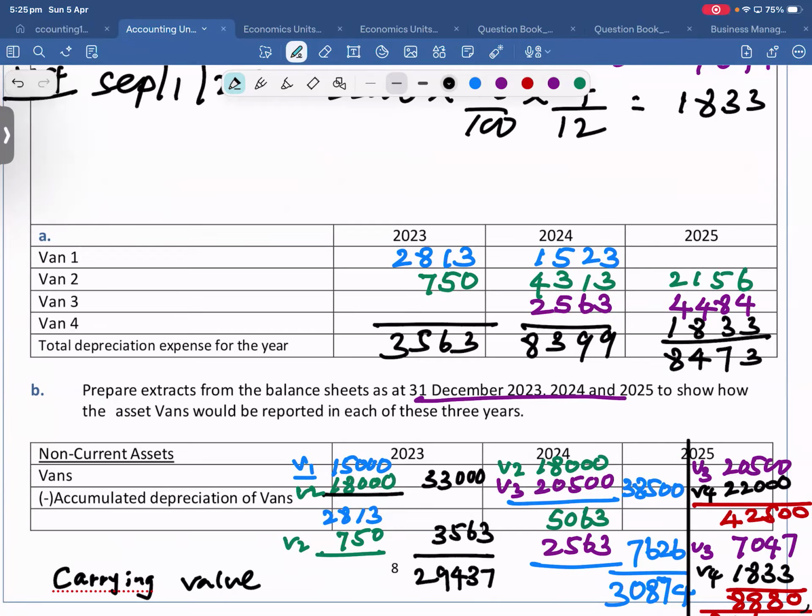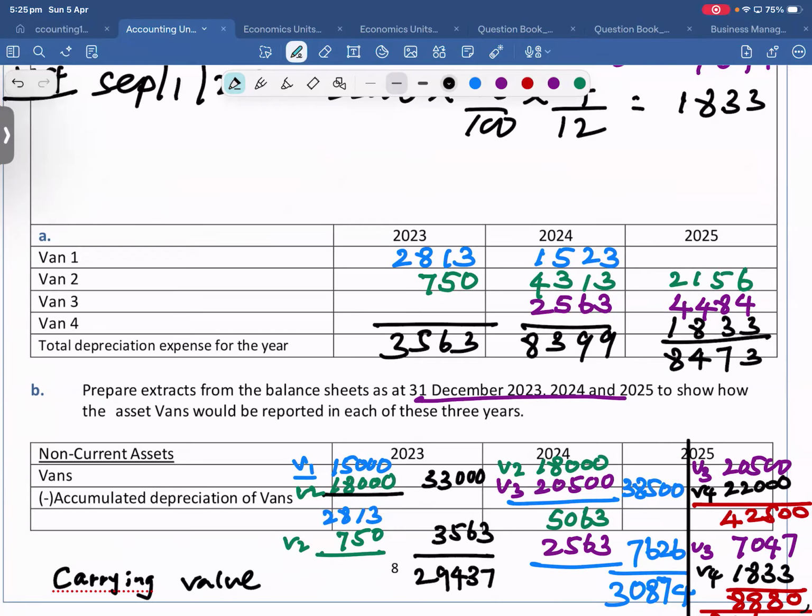Okay, now we are done with the reducing balance method and straight line method. So today we are starting, guys, disposal of non-current assets. What is disposal? Disposal meaning we are going to sell the non-current asset. Basically we are getting rid of the non-current asset in two ways.